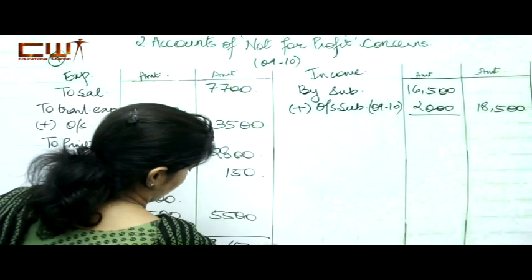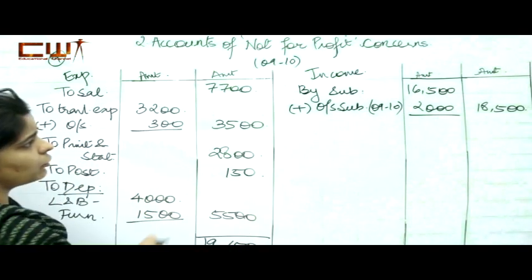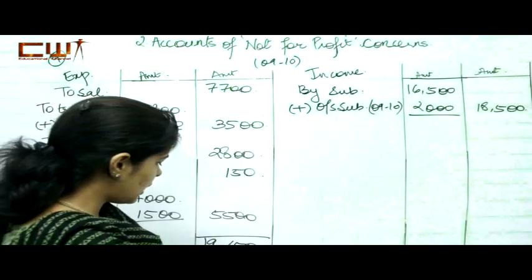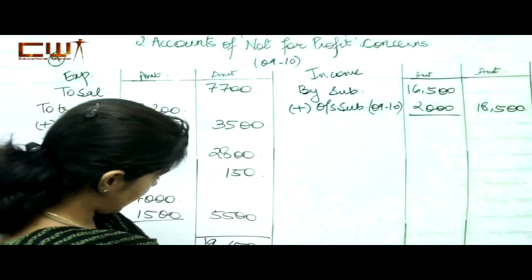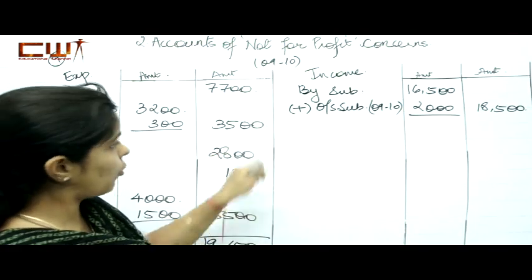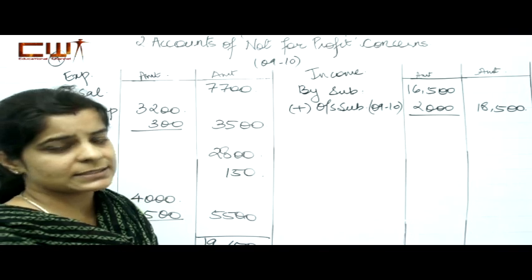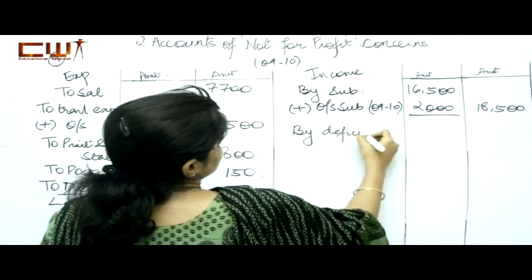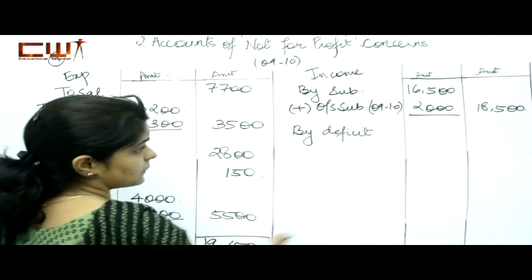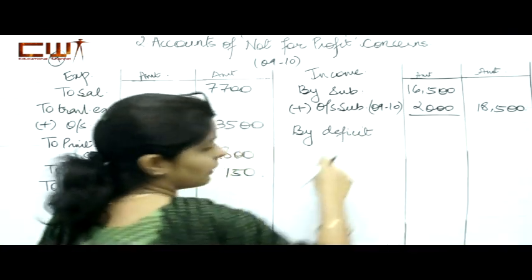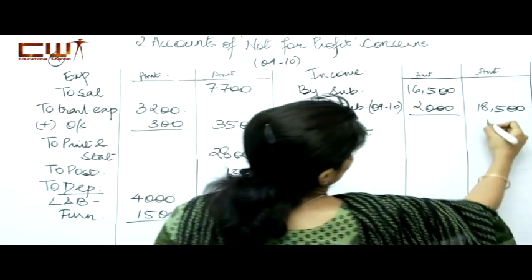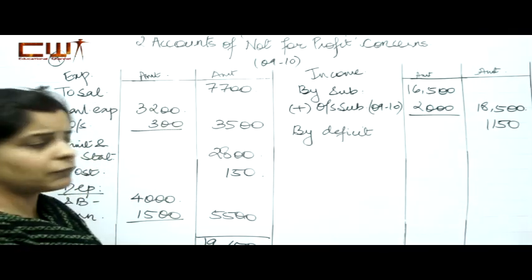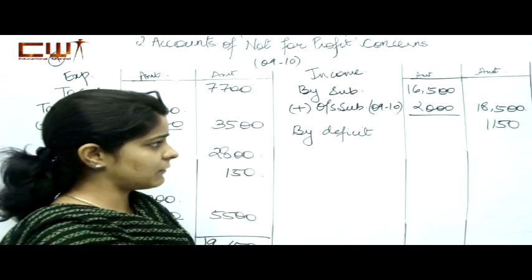19,650 is the total of the expenditure column. Then you have the income column, with only one item there, 18,500 as the subscription. The excess of expenditure over income is known as deficit. So you are getting a deficit, that is 19,650 minus 18,500, a deficit of 1,150.